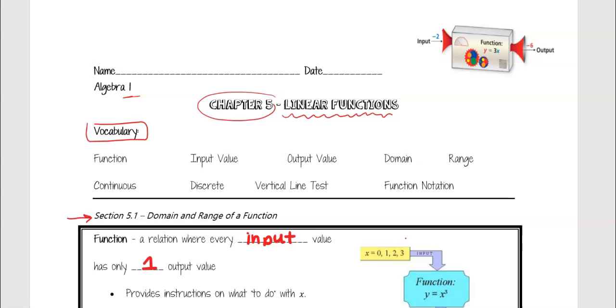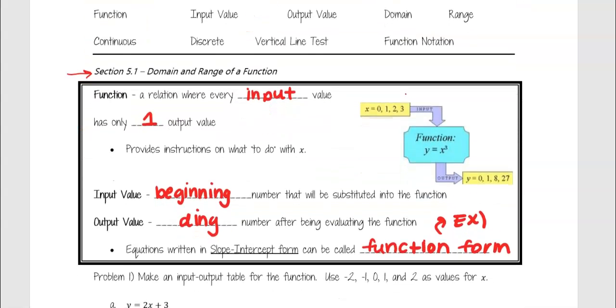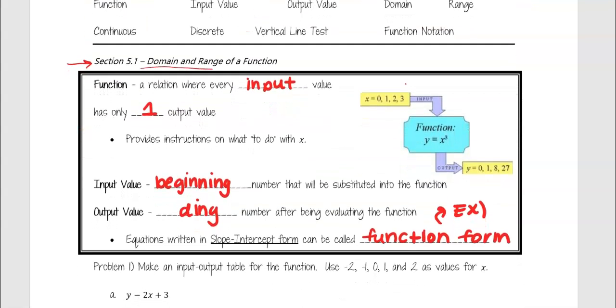So let's get started. 5.1 is called domain and range of a function, and these are two words that we might not have heard before, so we're going to define them in the section. The first word we're going to talk about is function. A function is a relation where every input has exactly one output value.